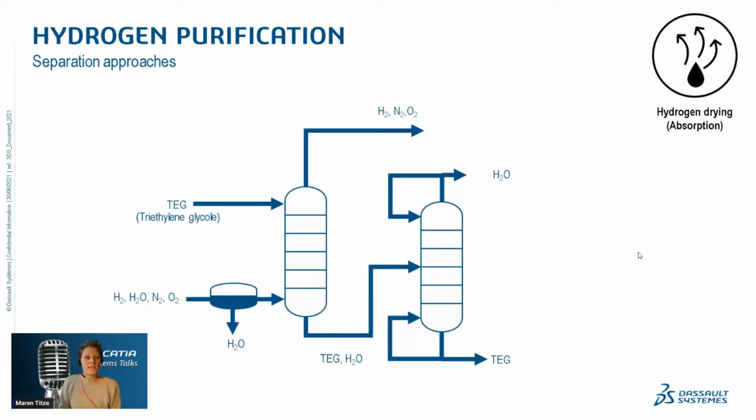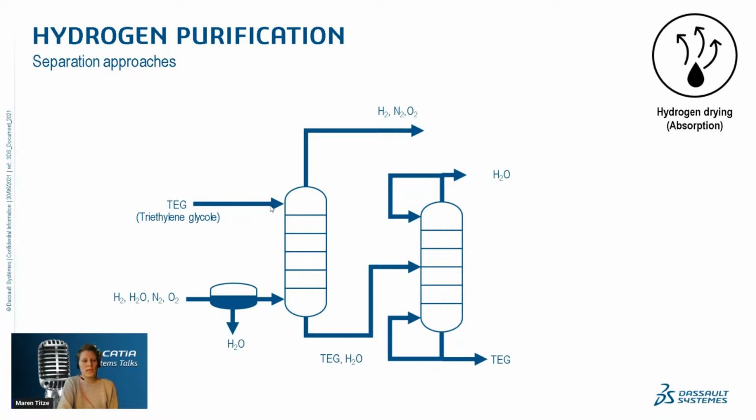Then we come to the next system, the absorption system, which is a bit more complex because we have 2 columns. The left column is the absorption column itself, and the right column is the regeneration system for the glycol. At the left, we have the same mixture going in, the same hydrogen with impurities. Then we raise the pressure. During this compression, some part of the water will already be liquefied and we can take it out. The rest, still wet gas, goes into the column.